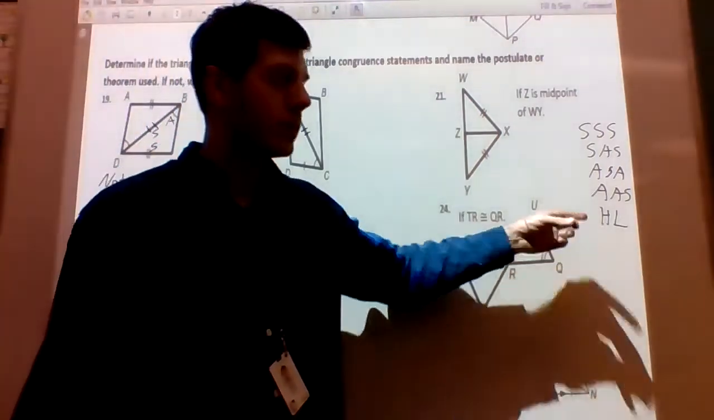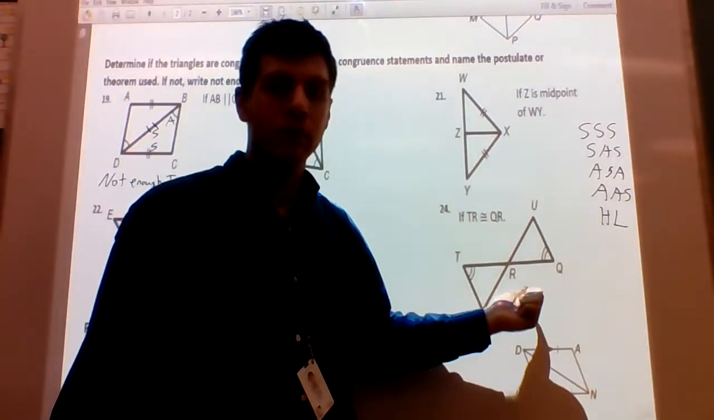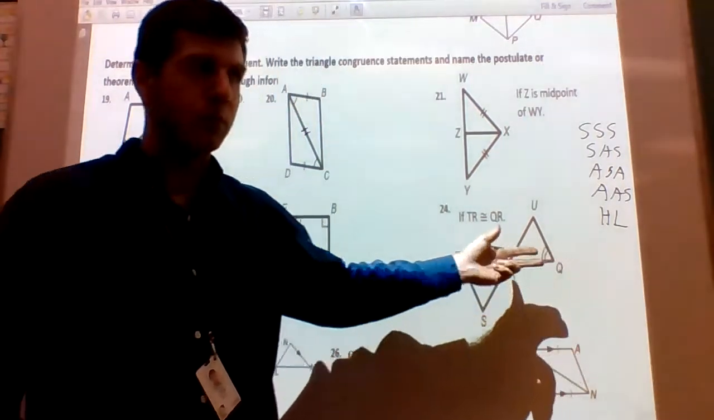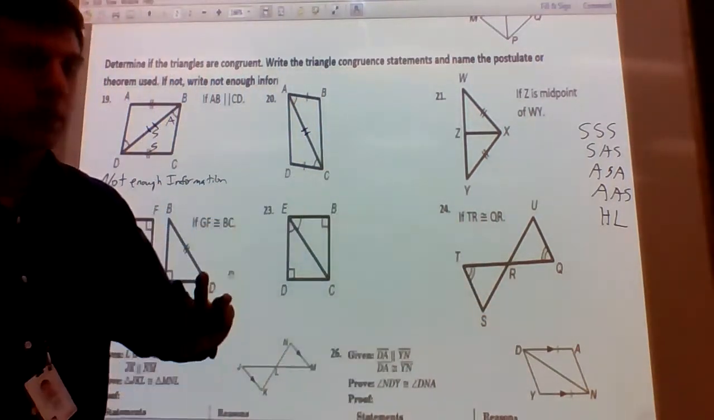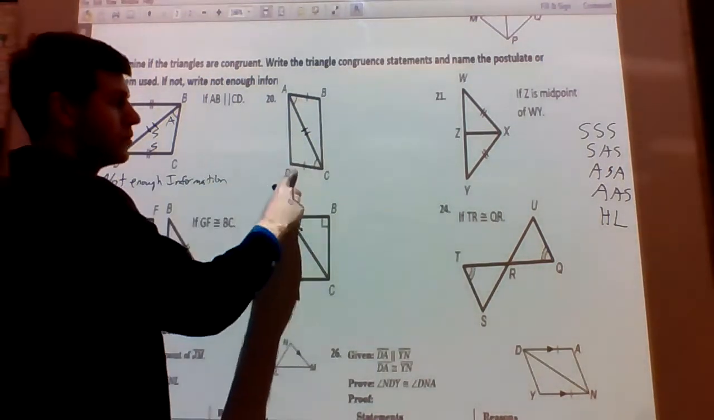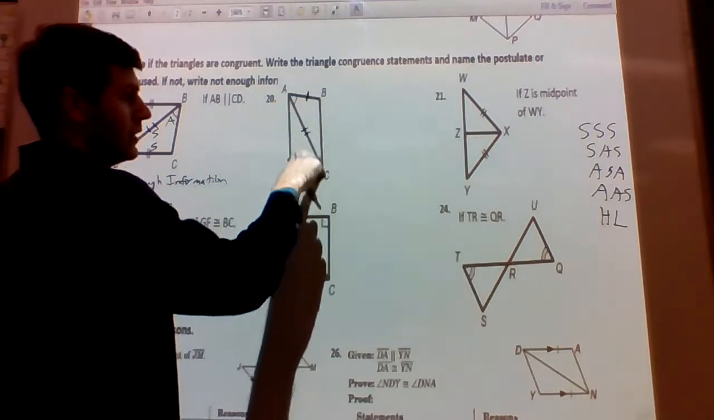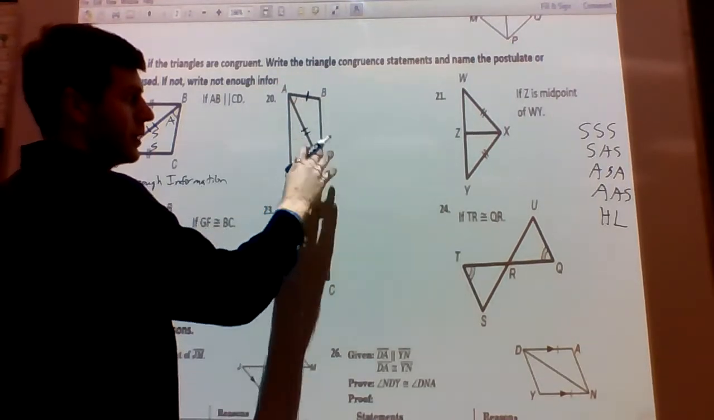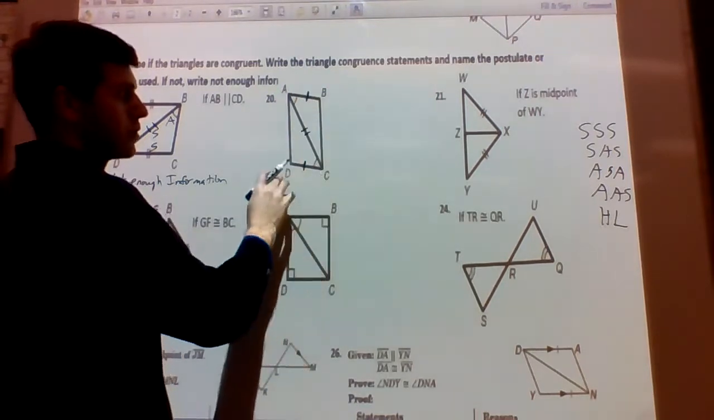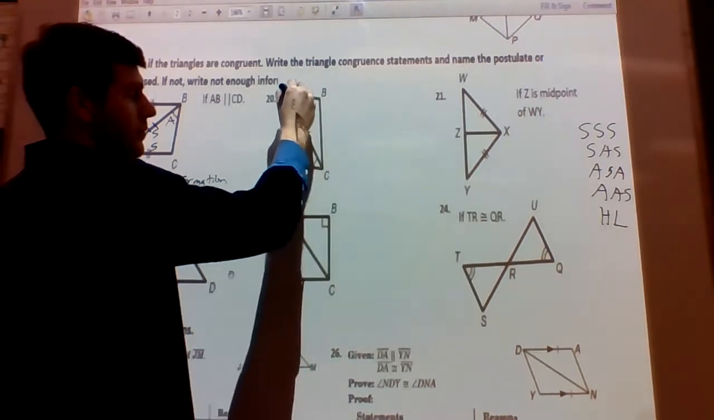With hypotenuse leg, we're looking again for 3 things: right angles, hypotenuses that are congruent, and a pair of legs that is congruent. So in each case, we're looking for 3 things. So do we have 3 parts? We do. We have AB is congruent to DC. We have AC is congruent to AC by the reflexive property. And then they're also giving us that angle BAC is congruent to angle DCA.